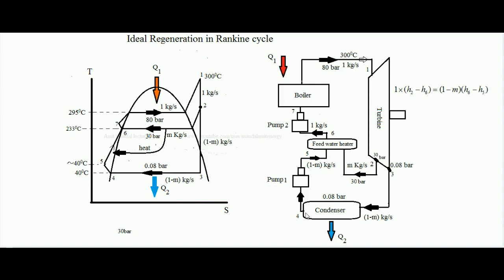From the condenser exit, liquid water is taken by pump 1, which is working between points 4 and 5. So this 1 minus m kg per second of liquid water is also fed to the feed water heater. So this steam is condensing in the feed water heater, and this liquid water is also going inside the feed water heater. This condensing steam inside the feed water heater will give its entire heat to this liquid water, so that the liquid water which is at point 5 has its temperature raised to point 6.